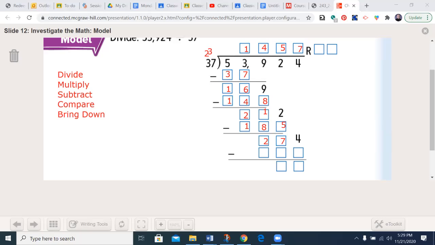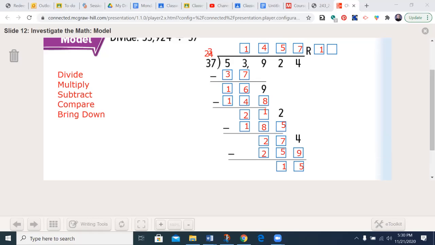7 times 7 is 49. I'm going to put 4 there. 7 times 3 is 21, plus 4 is 25. And I subtract, and I'm going to end up with 15. So that's my remainder because 15 is less than 37.